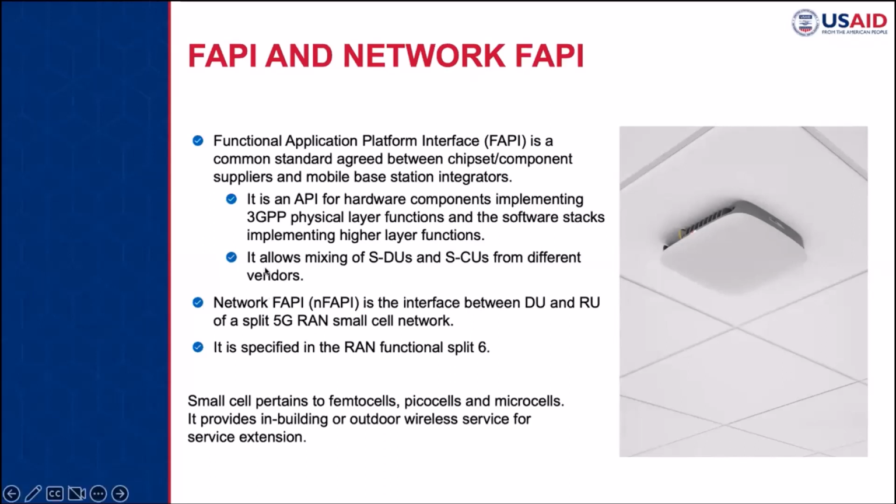Okay, so the network FAPI, or NFAPI, is the interface between the DU and RU of a split 5G RAN small cell network. This particular fronthaul interface is specified under the RAN functional split 6. If you go back to the functional splits, we have seen that there are functions, there are protocols that are assigned for the RU, DU, and CU. The small cells, of course, are usually the in-building solutions.